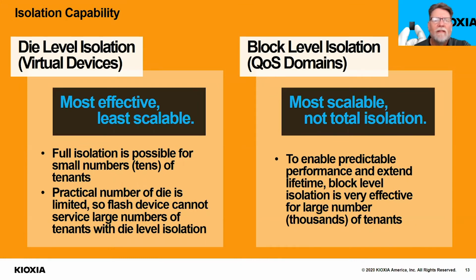Isolation at the block level within QoS domains is the most scalable solution. This scales to thousands of tenants, but it only provides software-based isolation that's enforced by the scheduling capabilities of the software-enabled flash unit.